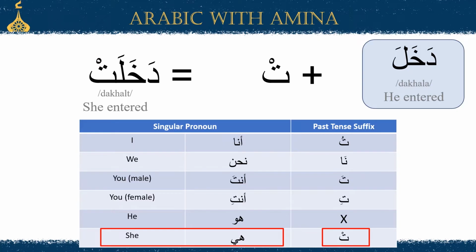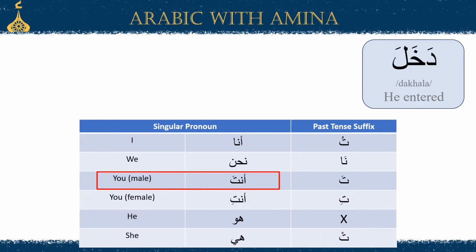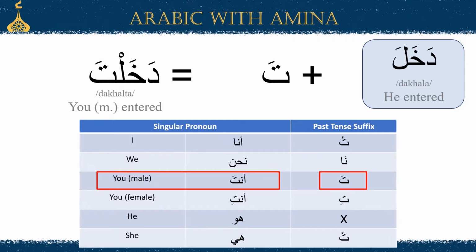When attaching the pronoun she, the fatha of the last letter of the verb remains. This is something to note because with the remaining pronouns, the fatha will change. If we are to say you in speaking to a male, we would add the suffix ta plus fatha. Add it to the end of the verb and it becomes dakhalta. Notice how the last letter of the verb root changed from fatha to sukun. We will be changing the fatha to a sukun when adding all of the remaining singular pronouns, except for she.